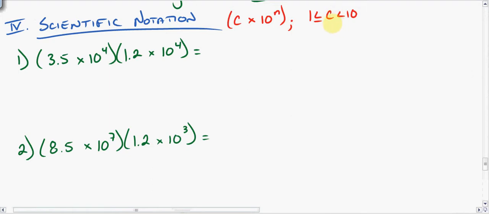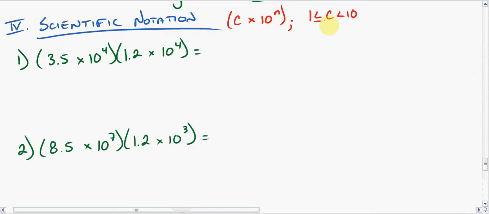If you see in your final answer that C falls below the number 1 or is 10 or greater, you need to move the decimal, all right, in order to have a quality final answer where our C value, which is the first number, all right, this is a C, this is a C, so that your C value is between 1 and 10. All right, and we'll see a couple examples of that, I promise.